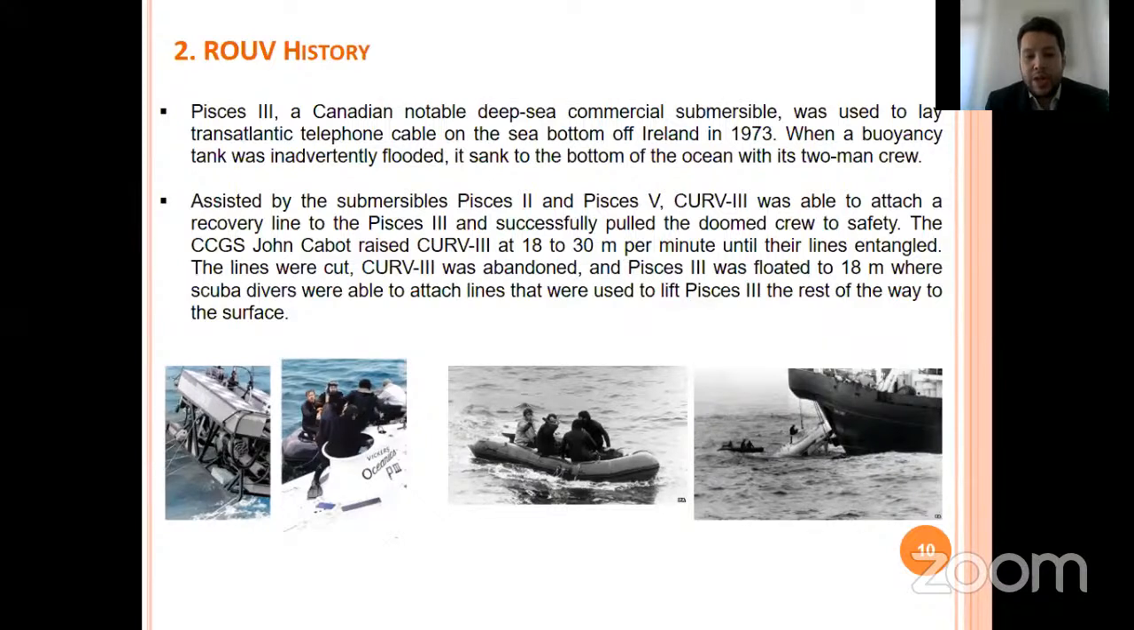The CCGS John Cabot raised Curv 3 at 1830 meters per minute until their lines entangled. The lines were cut, Curv 3 was abandoned, and Pisces 3 was floated to 18 meters, where scuba divers were able to attach lines that were used to lift Pisces 3 the rest of the way to the surface. So here we have some pictures showing this operation and different materials and underwater drones and submersibles used in this rescue operation.